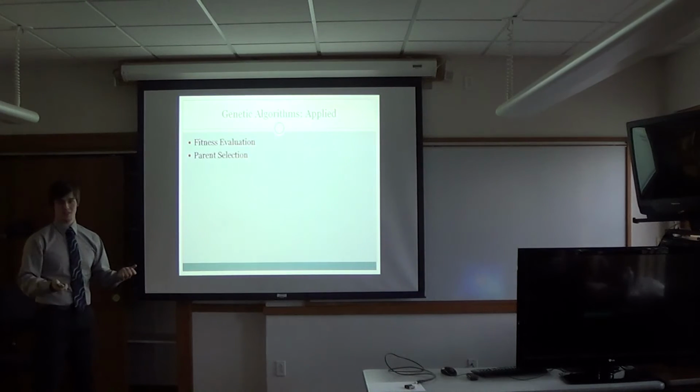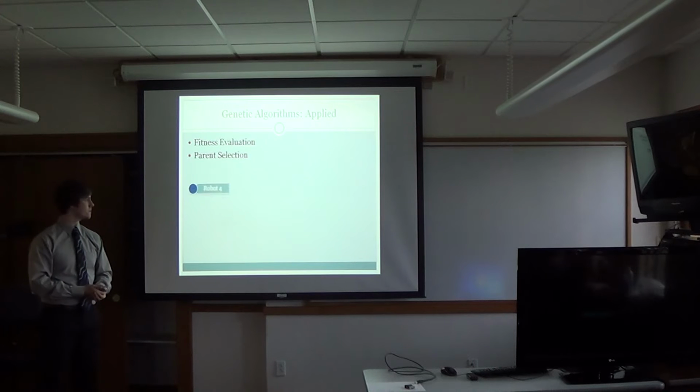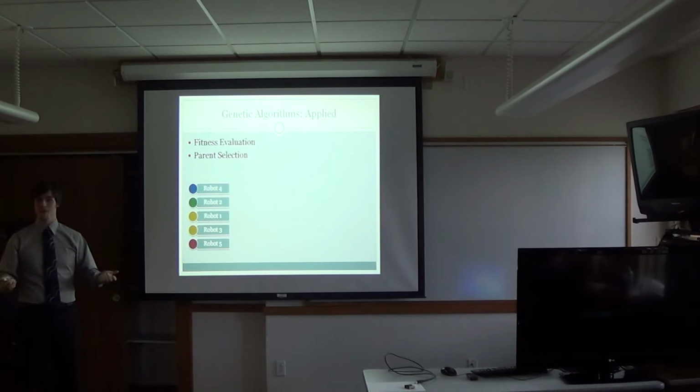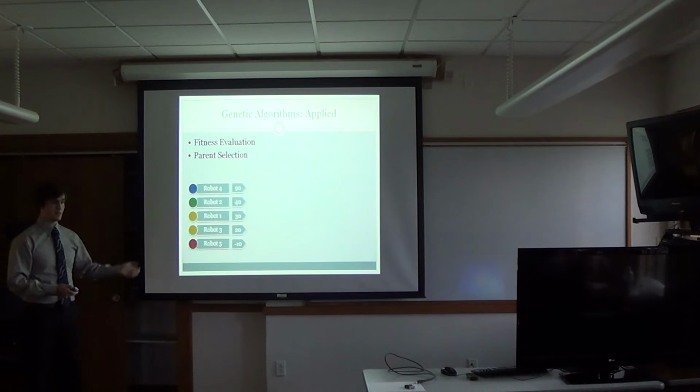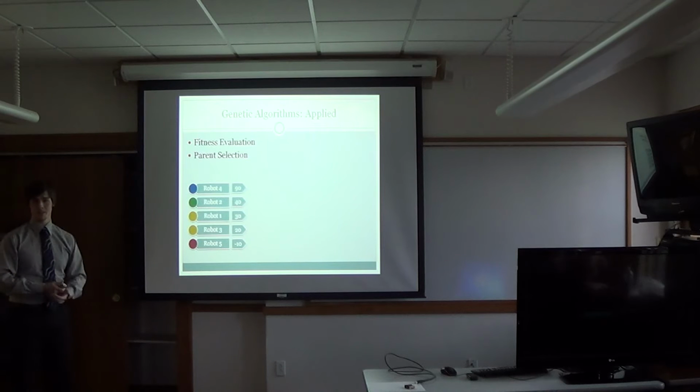Alright, so parent selection. We've evaluated how well they've done. How do we select which ones we're going to use? Well, we have this list from before of these robots that have been evaluated on how well they do. Now let's give them some numbers. Let's say that they are rated from up to 90 to down to -10.